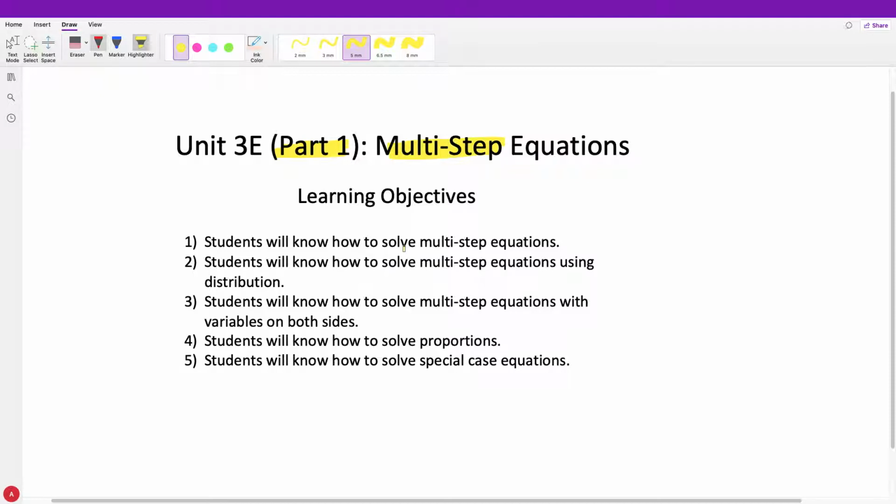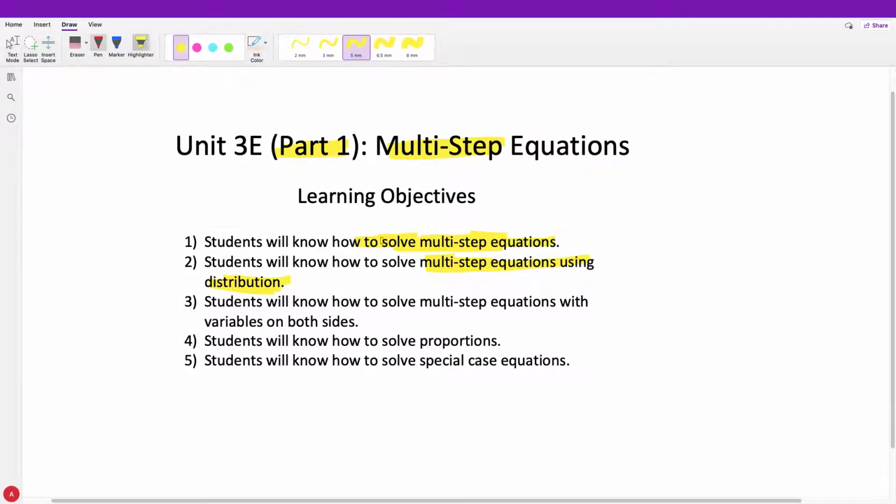By the end of all these different parts of these videos, you will know how to solve a variety of different multi-step equations. For this video, we're going to solve just regular multi-step equations that don't really have much going on to it. And then we'll probably also do a question with distribution. And then the other parts will be left for the other videos that we have for this.